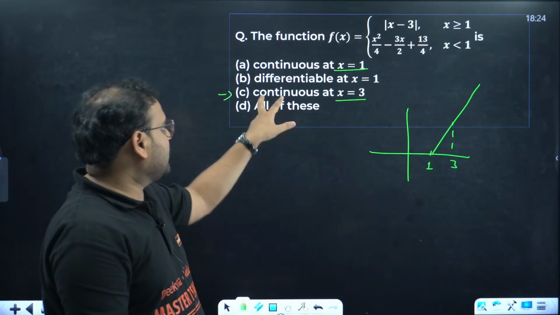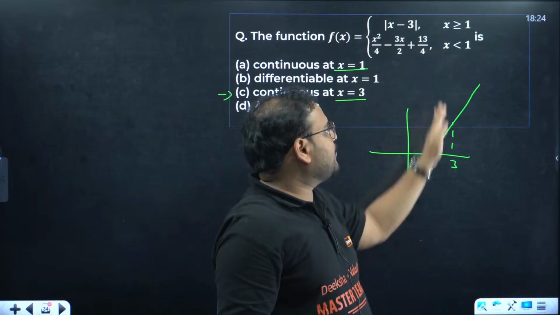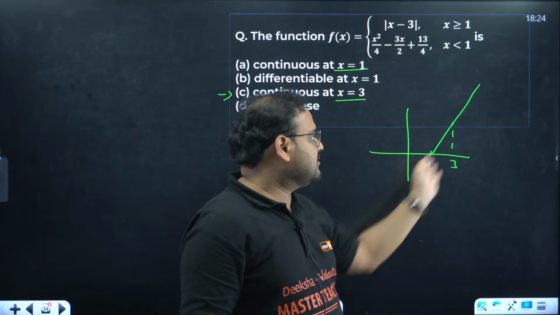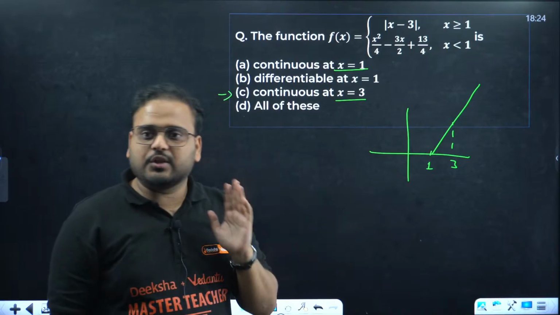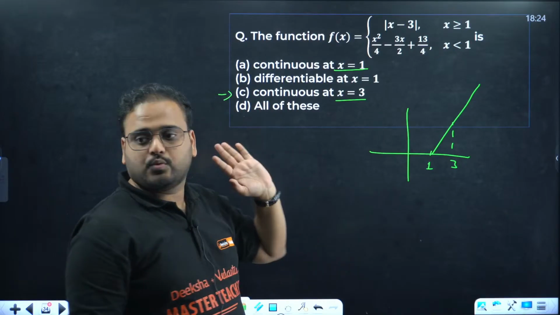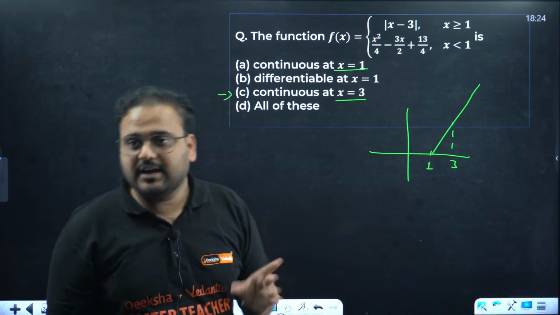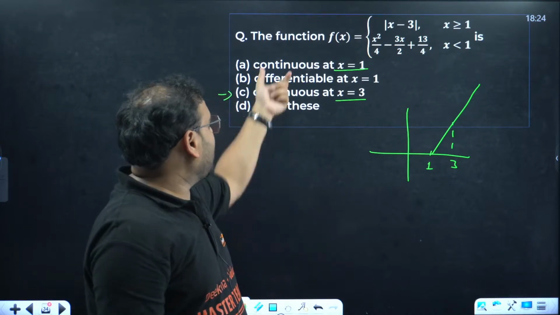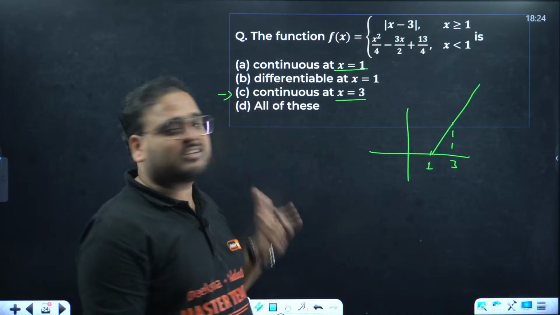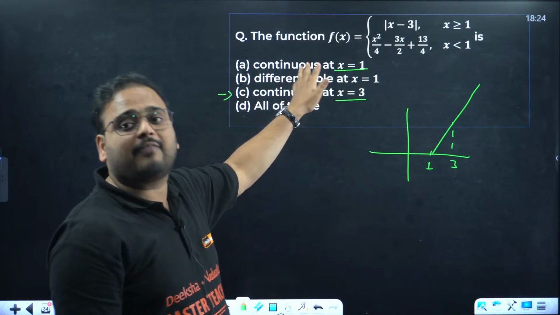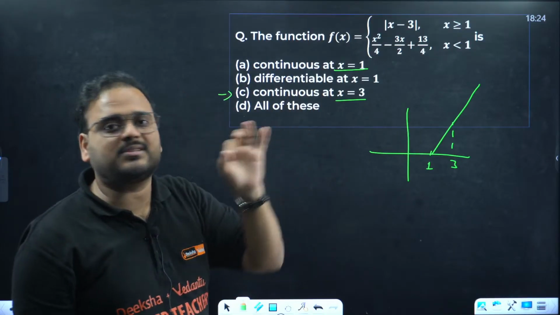Correct? Because this function is going to be a straight line after point 1. After x equals 1, this is a straight line, always continuous. So C is true. Option C is true. It all depends upon option A. If option A is true, then the answer is option D, which is all of these. If option A is wrong, then I have to check the answer as only option C.